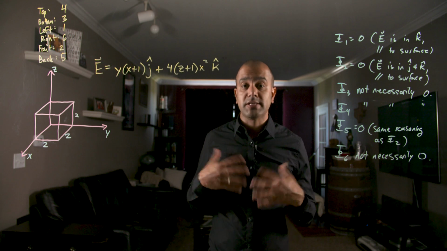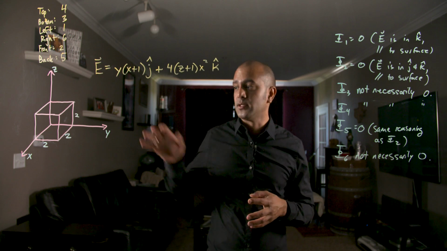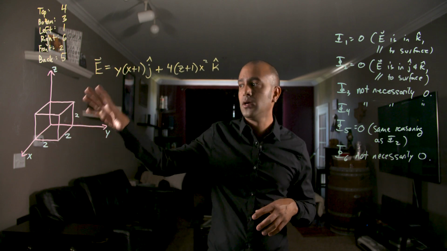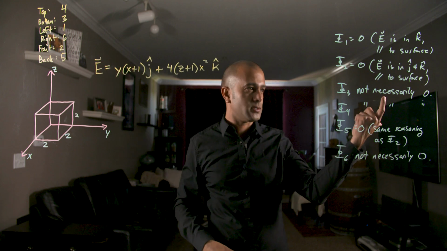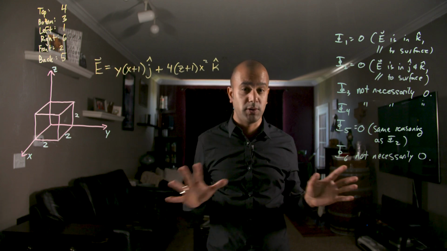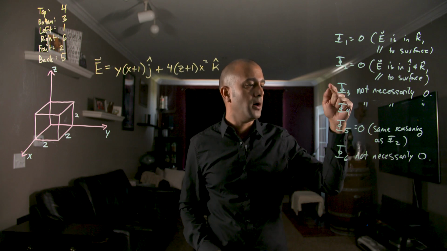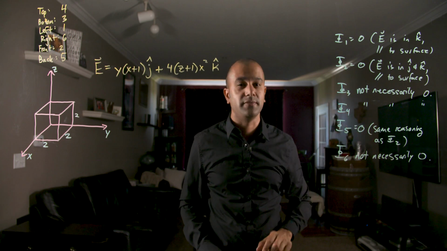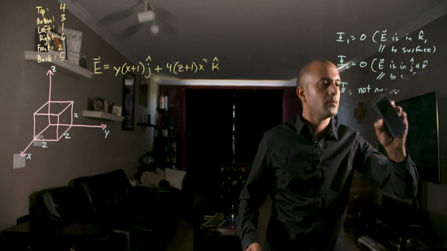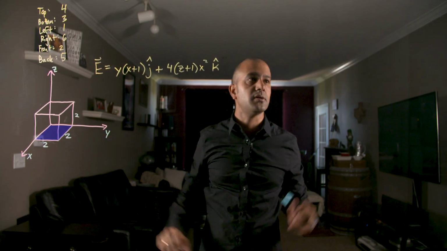OK, so to answer the second question of the problem, which is what is the total flux through this box, you only need to calculate the ones that are non-zero, because we just used reasoning to figure out the ones we don't need to calculate. So we're just going to add up the fluxes from phi 3, phi 4, and phi 6. The first non-zero flux is the flux on surface 3, which is the bottom surface.